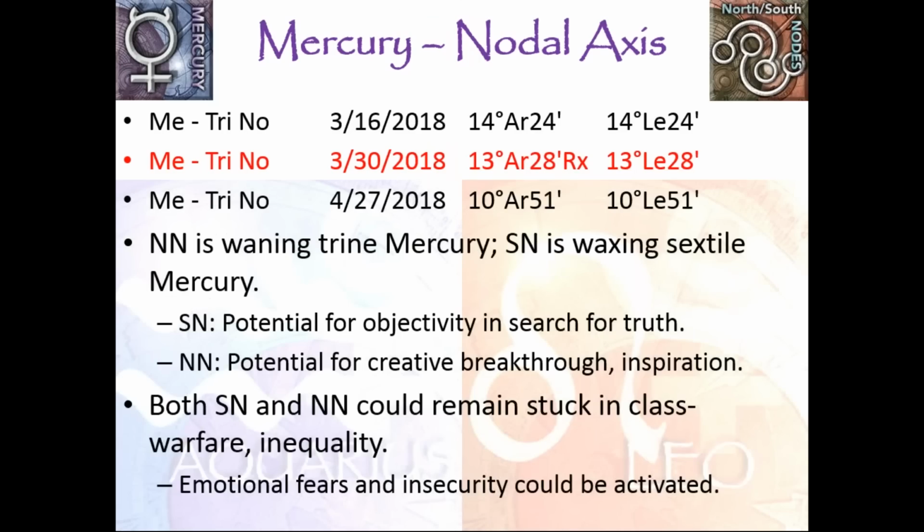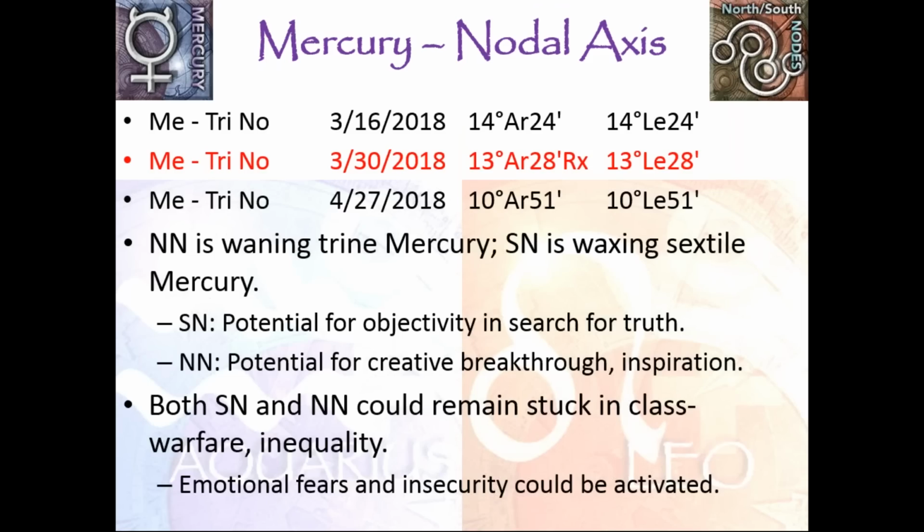Nodal axis. You compare the nodes to the planet. So you start with Mercury, and because the nodes reverse through the zodiac, their mean motion is retrograde. You go clockwise through the zodiac and houses. The north node is making a waning trine to Mercury. The south node is making a waxing sextile to Mercury.